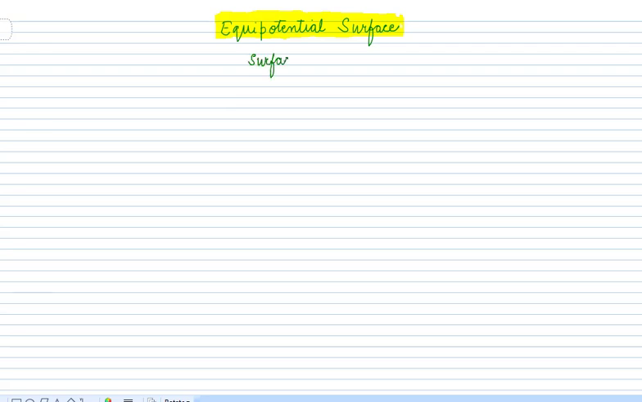So we define a surface. If we define a surface which has a constant value of potential at all points of the surface, then we call this surface an equipotential surface. Or in other words, any surface which has equal electrostatic potential at any point is called an equipotential surface.